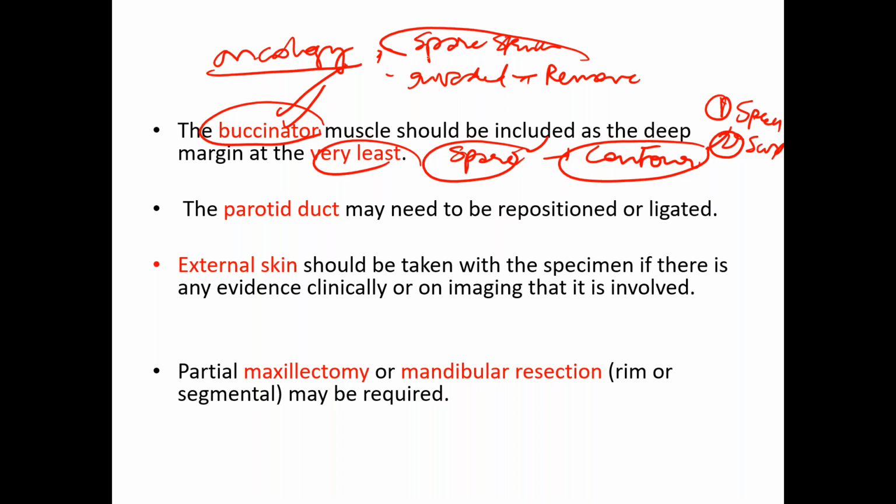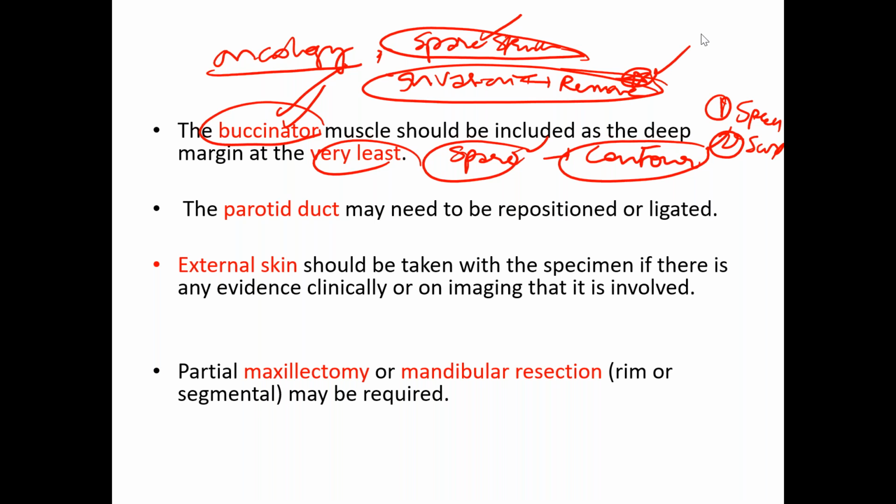So most of the time you have to spare the structure, but if any structure is invaded, you can remove it. If invasion is there, you have to remove the structure. Very important point. That structure can be anything. For example, in parotid tumors, if the facial nerve is involved, you have to remove it. There is no other option.